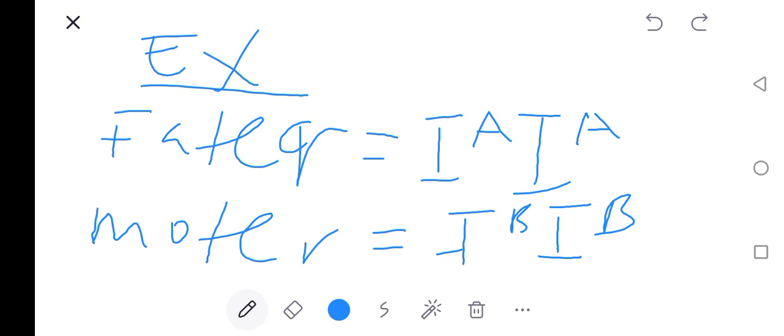Yes. So is there a possibility in this family they can have a child with blood group O? No.